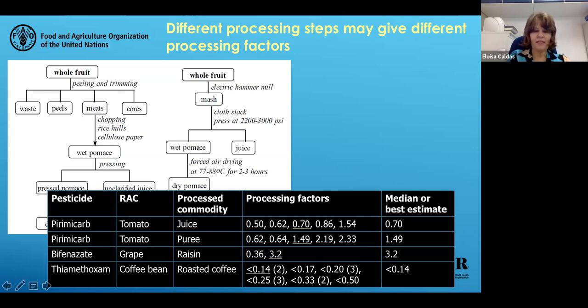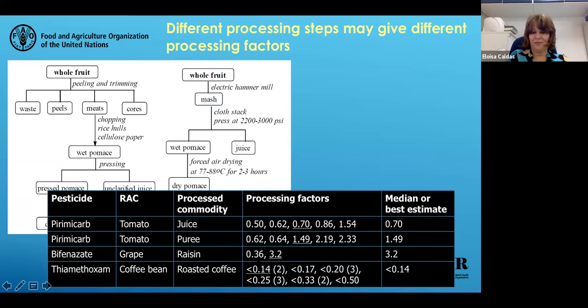And here you have other examples for the same study. So a puree was obtained. It is expected that puree has a processing factor higher than 1, but in some cases it was lower. And when you take the median, it's higher. So when you take the median here, it really reflects what you would expect. And then for another compound, for grape raisins, you really would expect a processing factor higher than 1.